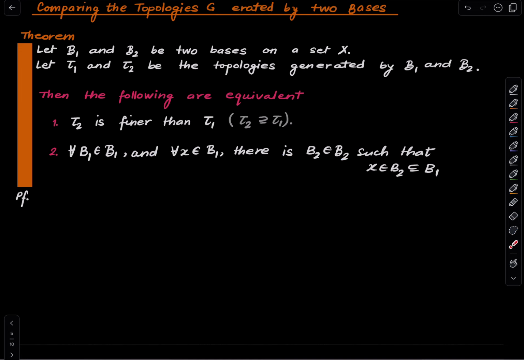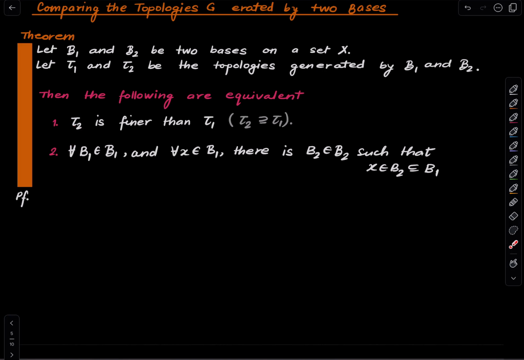So what is this saying? This is just saying that every element of script B1 can be written as the union of some of the elements of script B2. Let's be very clear about that. Just think about that statement. Why is this equivalent to that? Think about that. Every element of B1 is the union of some of the elements of B2. That's what this is saying. So the fact that tau2 is finer than tau1 is equivalent to that.